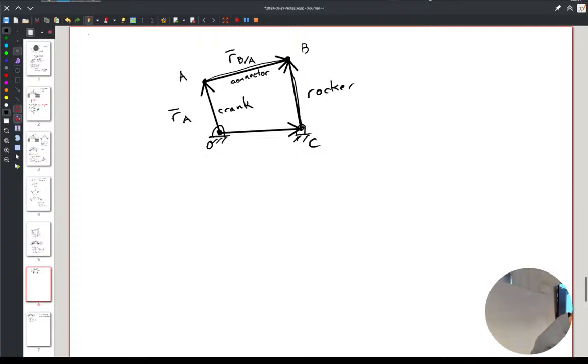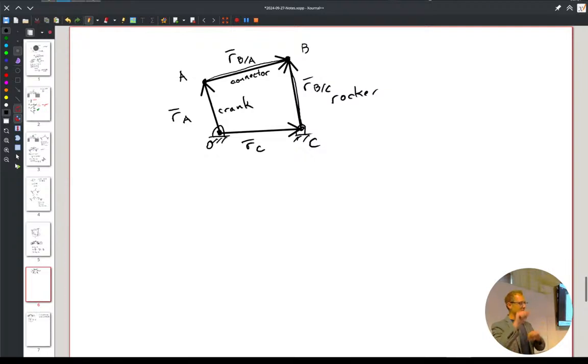Okay, so what's our rocker arm vector? What is that one called? Going from C up to B. Yep, RBC. And then this one down here, I'll call RC. So how do I add these vectors together to set up a constraint equation? How do you want to do that?